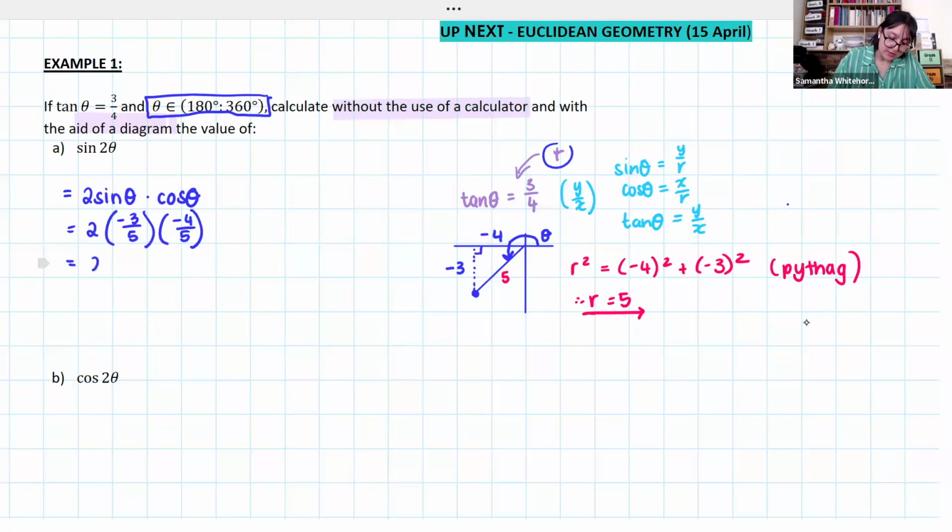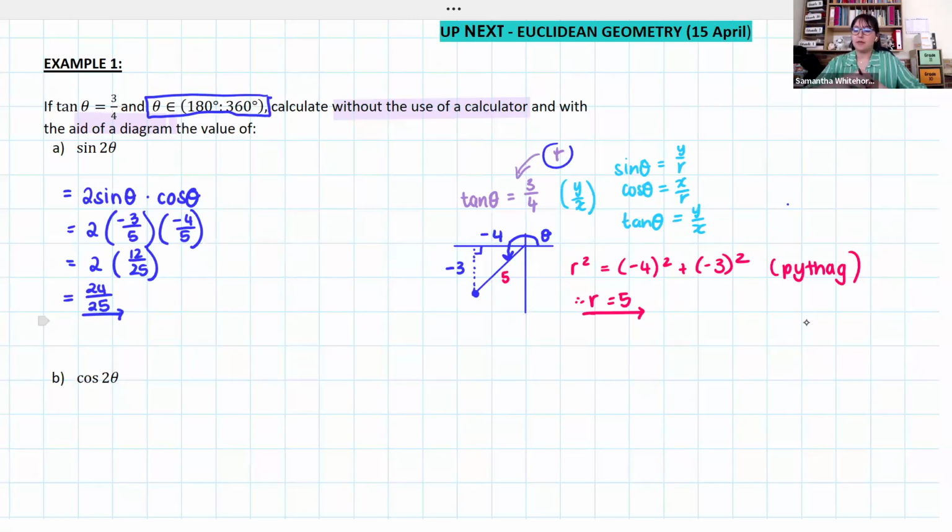You now go and multiply, and this is where "without the use of a calculator" comes in. You need to show your working out. This would be 12 over 25. Multiply that by 2, 24 over 25. All right, so when you're given questions like this, be mindful of what angle you're working with. In this case, we gave you a theta angle, but the question involved a double angle. So we need to apply our double angle rules.